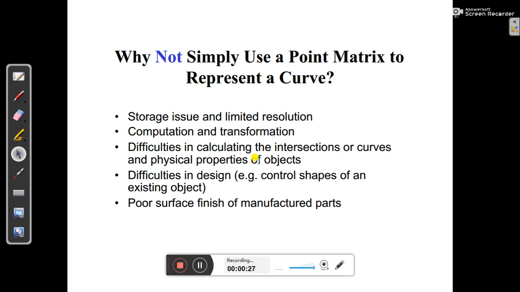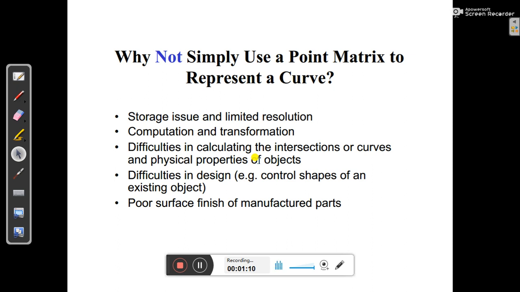Just like a simple plane or simple line or simple polygon, we try to use simple algorithms or matrices or measurements or equations to represent the curve. But in the case of curves, there are some storage issues and also limited resolutions.